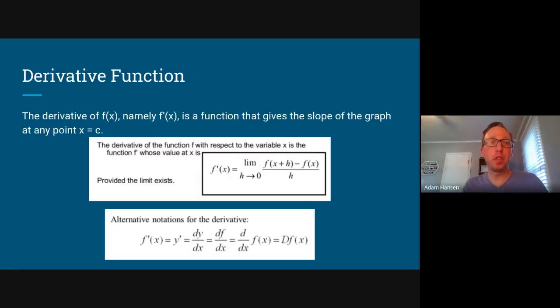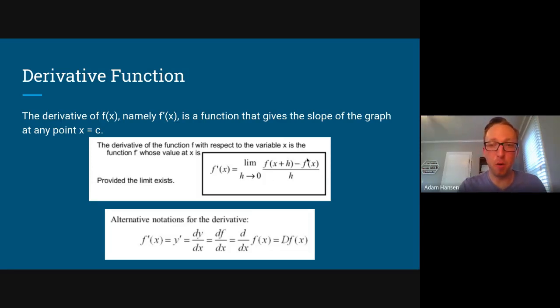So let's talk a little bit more about the derivative. The derivative of some function f of x is given as f prime of x, this symbol right here. That is another function that gives the slope of the graph, the instantaneous rate of change, at any point x equals some constant c. So I'll outline them down below. f prime of x is equal to the limit as h goes to 0 of f of x plus h minus f of x divided by h. This should be a little bit familiar to us.